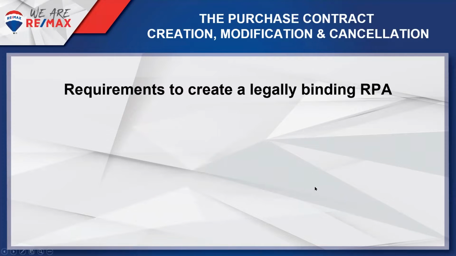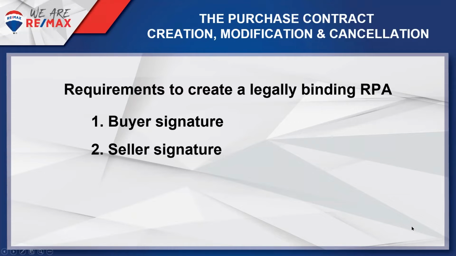Now, requirements to create a legally binding RPA. The RPA discusses this itself. You have to have a buyer signature, obviously, and that's pretty straightforward. The buyer agent writes an offer and the buyer signs it. If you receive an offer as a listing agent not signed by a buyer, you do not have a legally binding RPA, even if you accept it. So buyer signature, step one. A seller signature, step two.